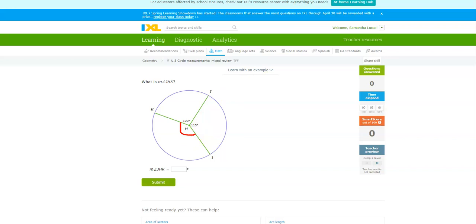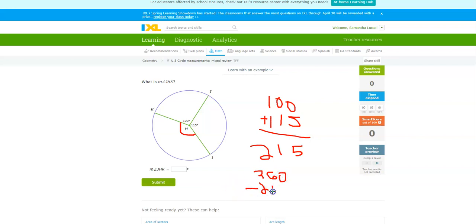So I'm going to switch over to Desmos. Well, I'm going to write down what I'm going to do so everyone can see it. All right. 100 plus 115 is going to give me 215. So I know that this whole piece right here is 215. So I'm going to take 360 and subtract 215 to get my missing piece. So I'm going to go to Desmos and do that.